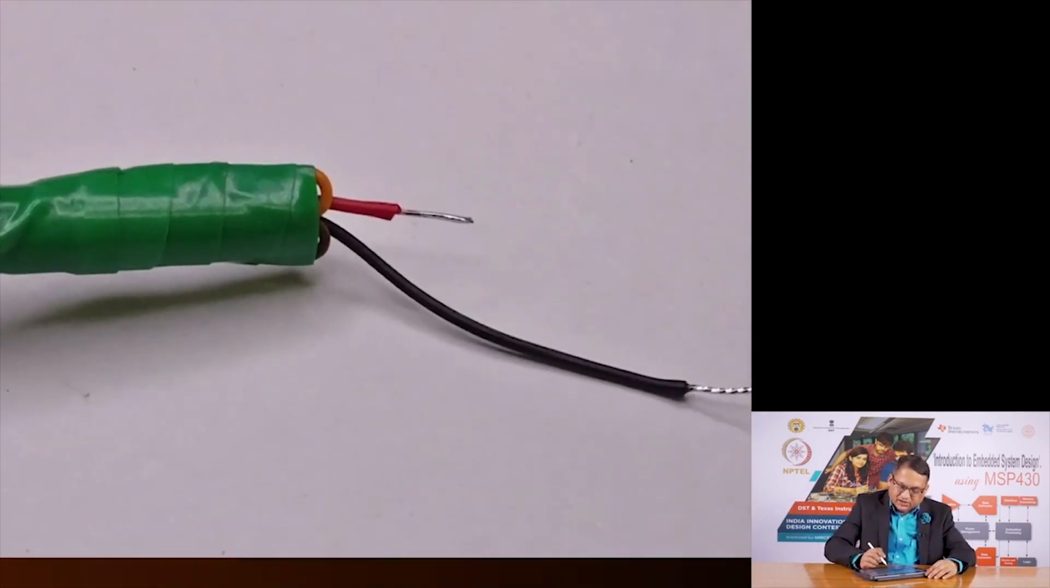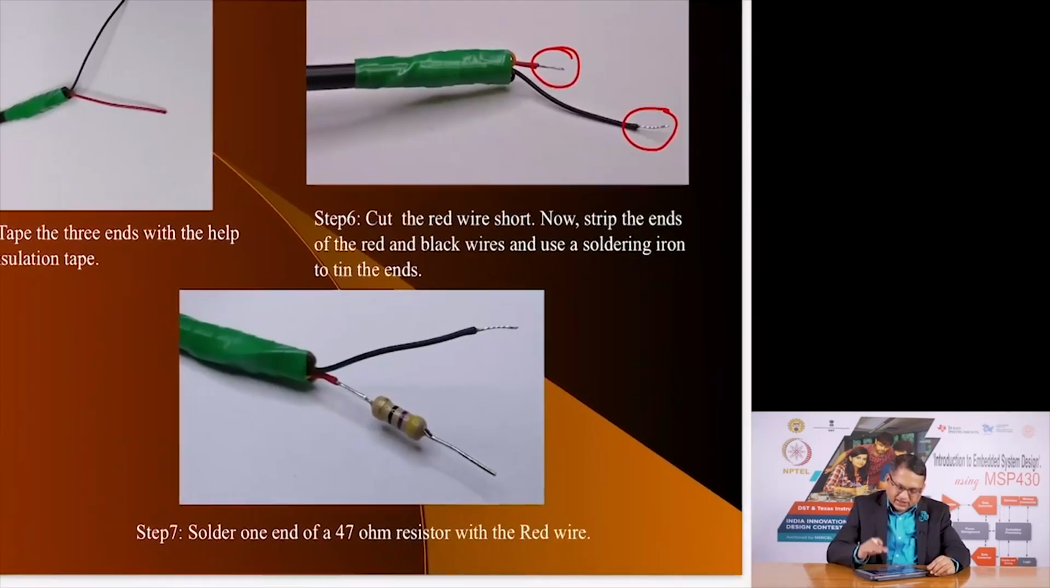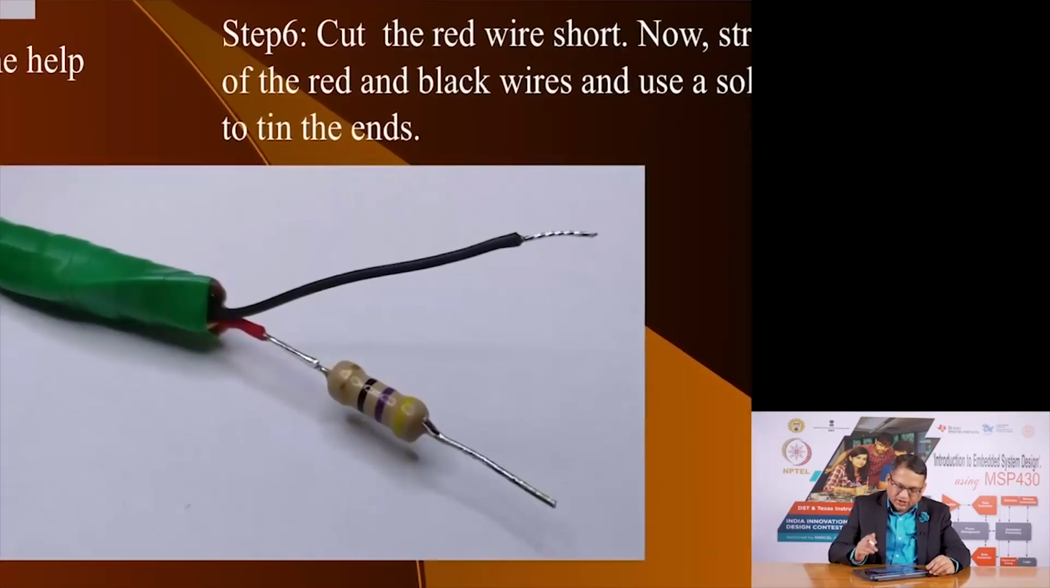Those cut wires you tin using solder wire, you apply solder onto it, so that the braids of the wire are all joined together. Then I suggest you use a resistor on the positive wire. In this case, this is a 47 ohm resistor. You can choose any resistor up to 20 ohms.